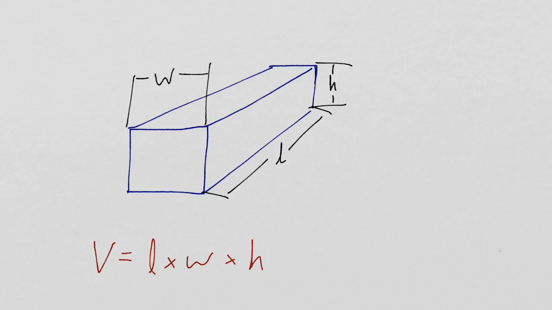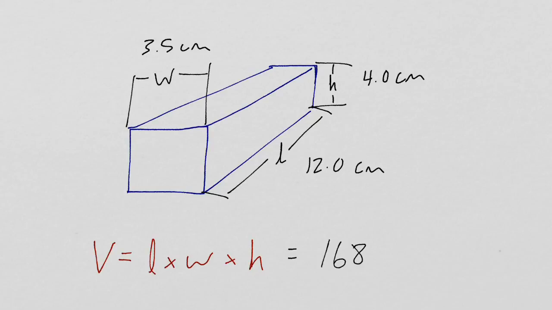So you can imagine a situation where maybe our actual numbers here were something like 4.0 centimeters, let's say 12.0 centimeters, and maybe something like 3.5 centimeters. So our calculated volume in an example like this would be 168 centimeters cubed. So here our volume would be in cubic centimeters.